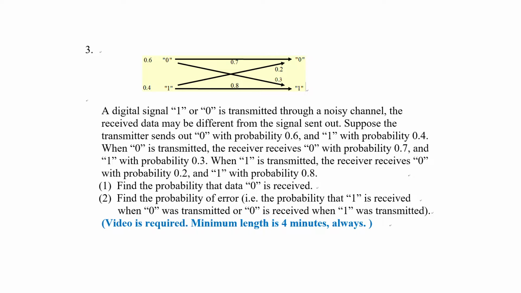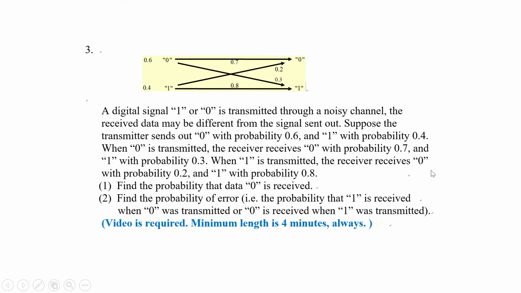We can tell from this question and from this picture that data 0 is received is composed of two different circumstances. The first is when 0 is transmitted and fortunately the receiver can receive exactly 0. And the second is the error circumstance, which means when 1 is transmitted and, through the noisy channel, the receiver finally received 0. So we need to add the probability of these two different circumstances to get the answer.